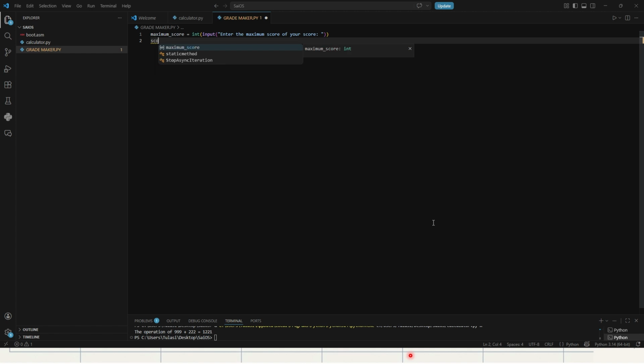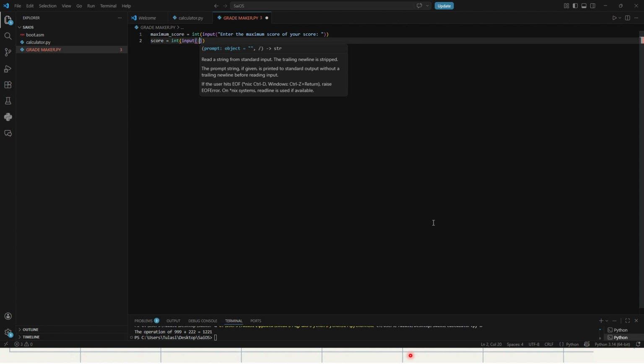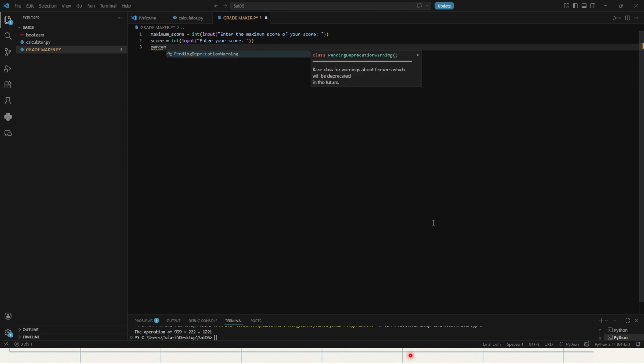Got it? Now we are going to take score, which is equal to enter your score. Now we are going to calculate the percentage of the score. You know the percentage formula, right? Which is the value divided by the total value. So score divided by maximum score, into 100.